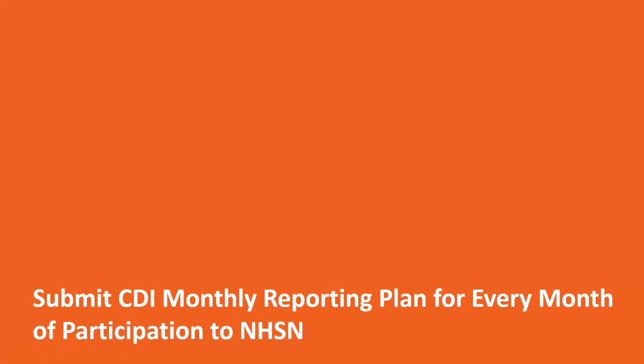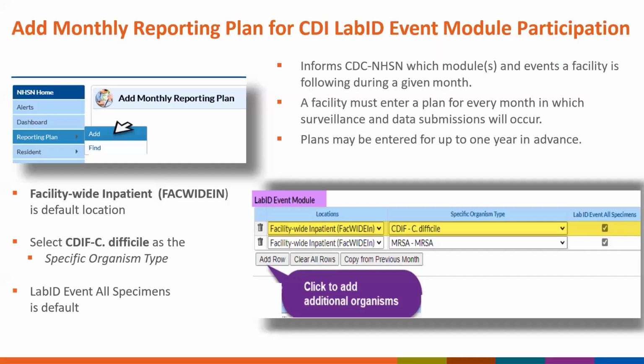I will now discuss the monthly reporting plan to participate in the HAI surveillance reporting for LabID events. Remember, the MRP informs CDC which module or modules a facility is following during a given month. You should think of the MRP as the facility's commitment to entering data for a chosen event for the month. This plan will inform CDC which data can be used for aggregate data analysis, such as developing a national baseline.